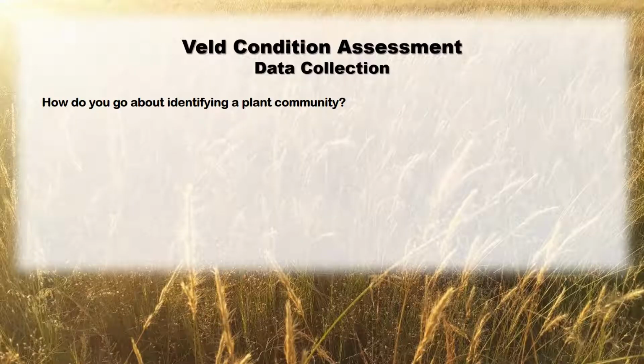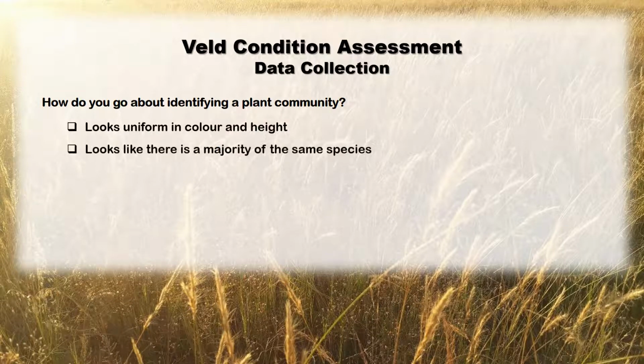So before we start even collecting the data, we need to be able to identify a plant community. This you do by sight generally, and you back that up by data that you've collected. So when you're standing looking at your community out in the bush or from a satellite image, you look for uniform color, and in the bush it would be height as well. You would look for the majority of the same species.